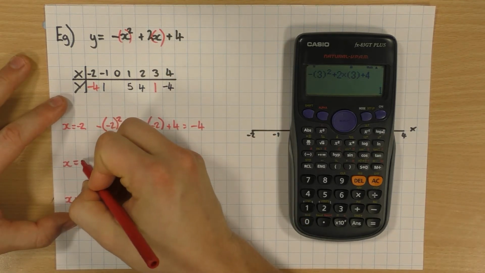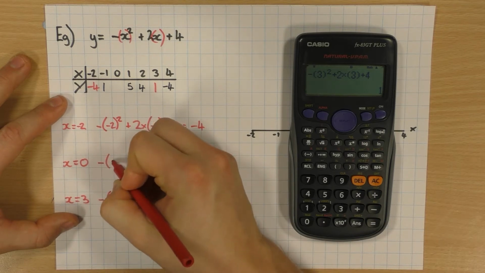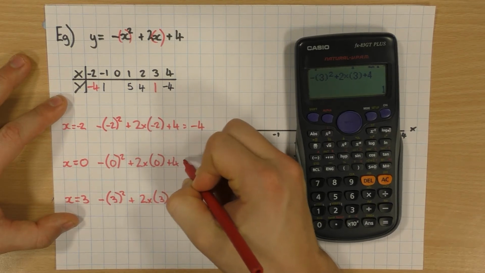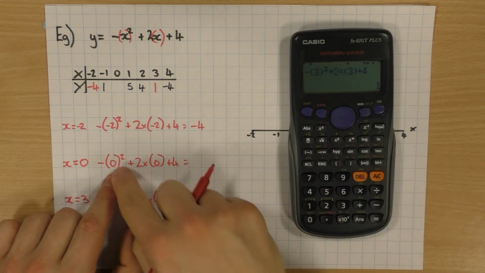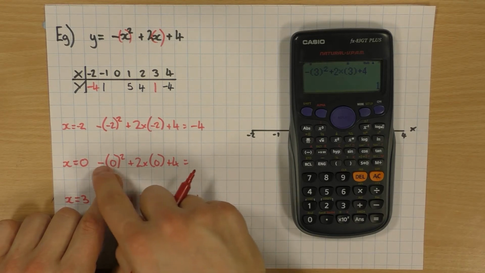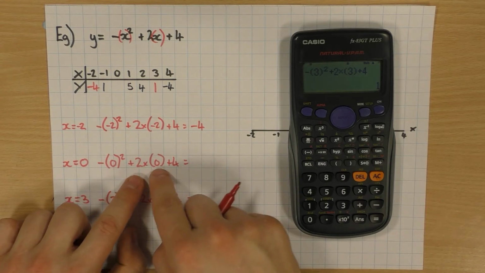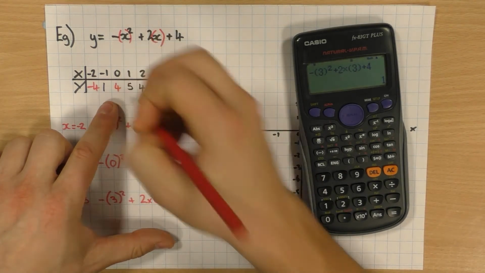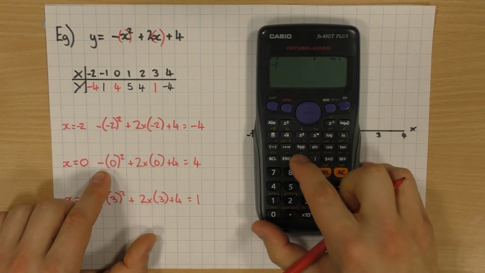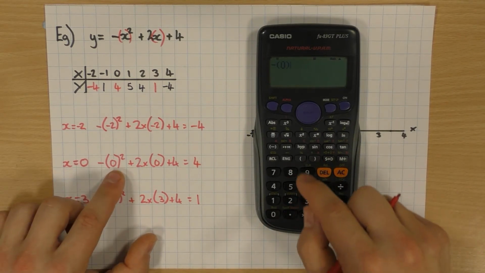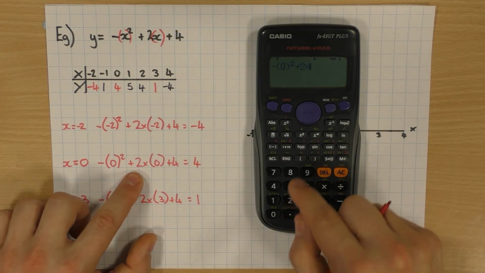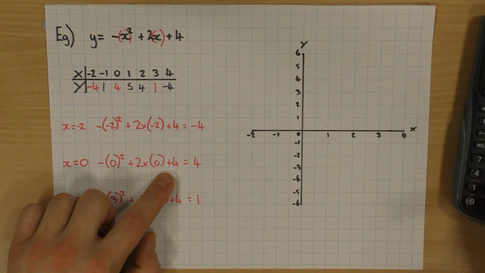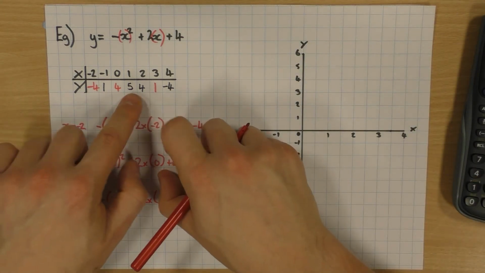So when x is 0, let's substitute that in and see what happens. Well, 0 squared is 0, the minus is nothing, it's going to be 0, plus 2 times 0, which is obviously 0. So 0 plus 4 is going to give me 4. I will just put it in the calculator though, just so you can see how you do it if you're using a calculator. There we go, 4. Okay, so don't forget you can check it. Minus 4, 1, 4, 5.